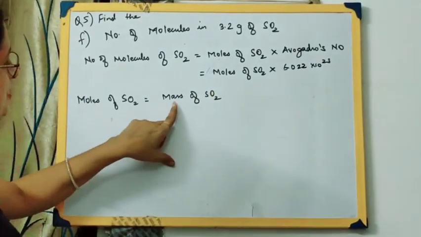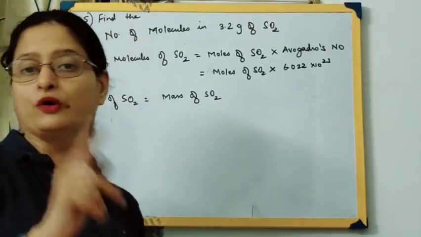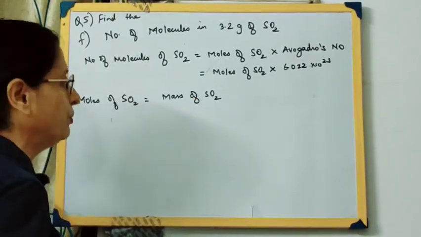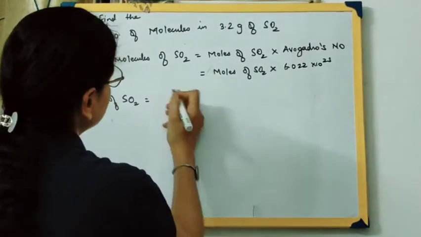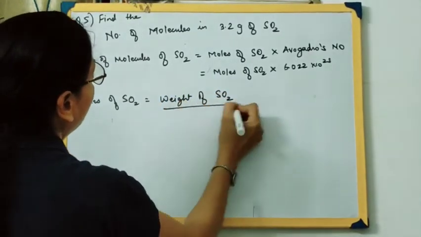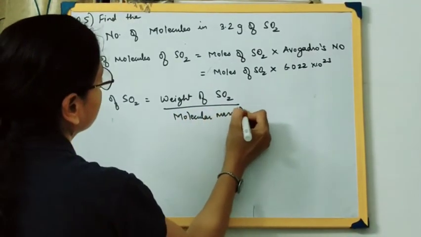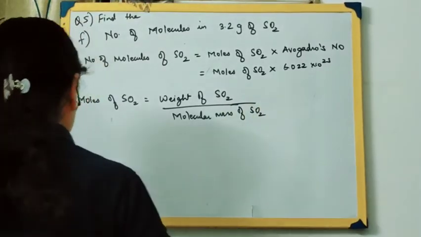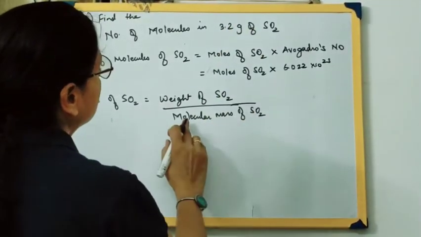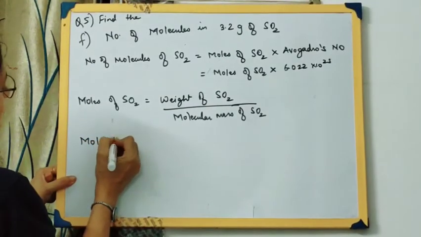As I told you earlier, you can use the term mass of sulfur dioxide, or you can also use the term weight of sulfur dioxide. Both the terms are the same; we are assuming mass and weight are the same over here. Moles equal weight of sulfur dioxide upon molecular mass of sulfur dioxide. The weight of sulfur dioxide is given here, that is 3.2 grams. The molecular mass of sulfur dioxide we will calculate.